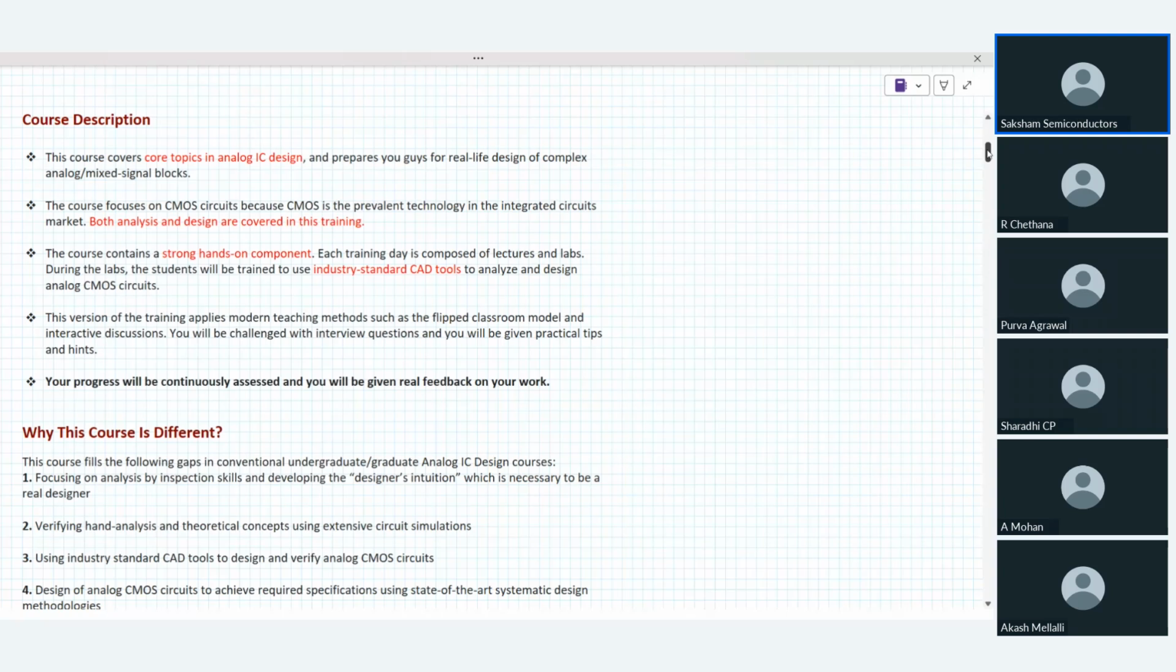So here our focus would be on CMOS circuits. We'll be speaking with respect to both the analysis and design aspects of any circuit that we're going to design. And that's when we ensure that you undergo a strong hands-on component, and that's how we ensure that you come up with strong design concepts. And in due course of time, like I told, we will be using industry-standard tools.